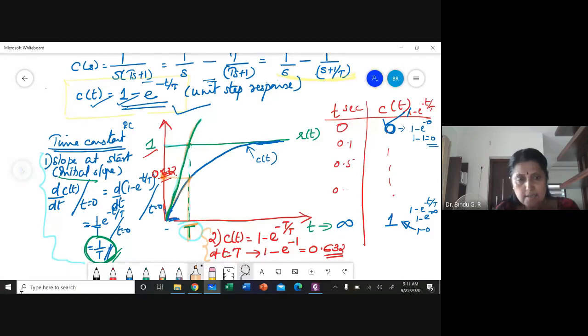Last sentence. Larger the time constant, sluggish is the system. Sluggish means it is slower is the system. Smaller the time constant, faster the system will be.